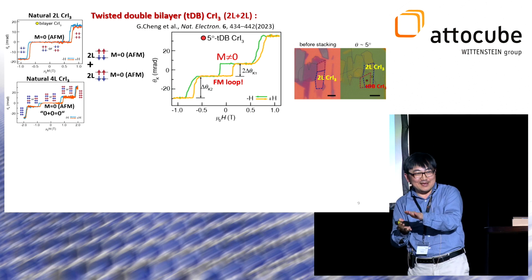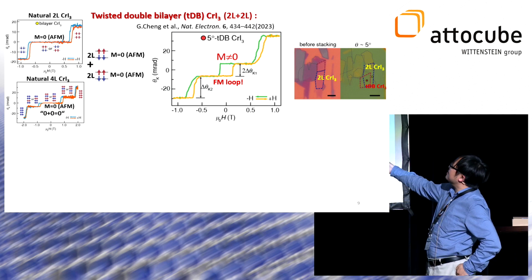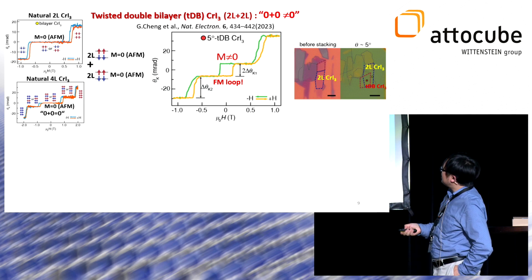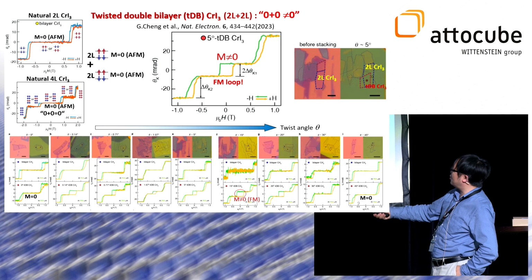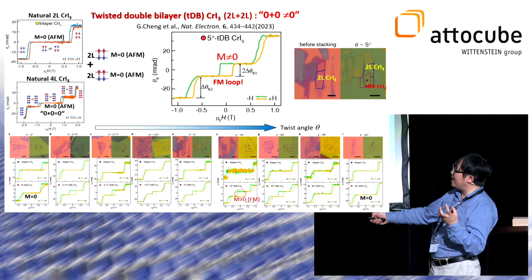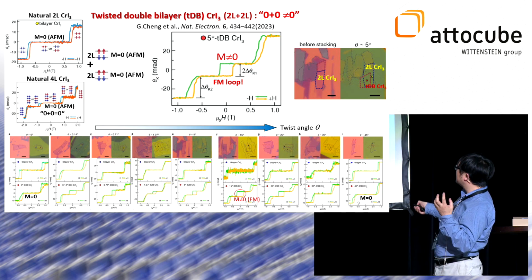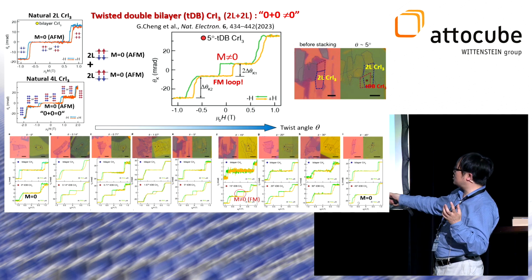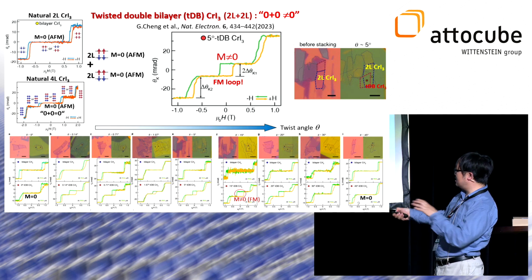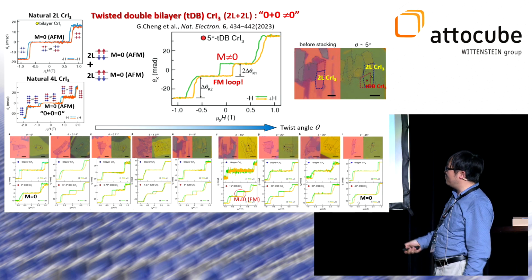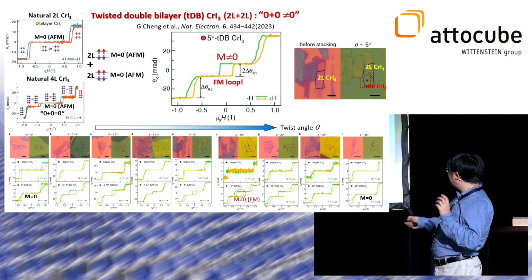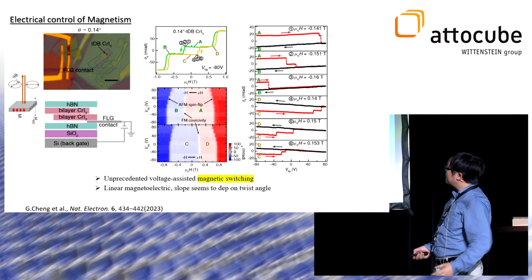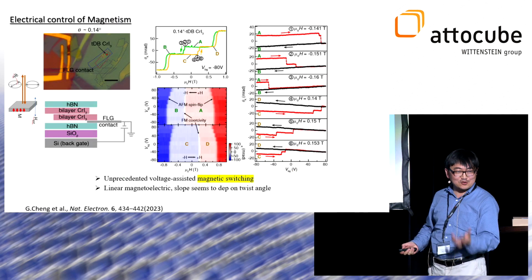When you stack them with a twist angle, a ferromagnet-like hysteresis loop response emerges. In fact, this occurs over a very wide range of twist angles, starting from about half a degree all the way to 20 degrees. So there's no magic angle here. Only at a very small angle or a very large angle do the layers seem to be decoupled, and you don't see this.